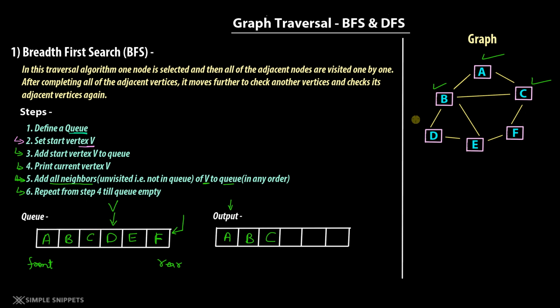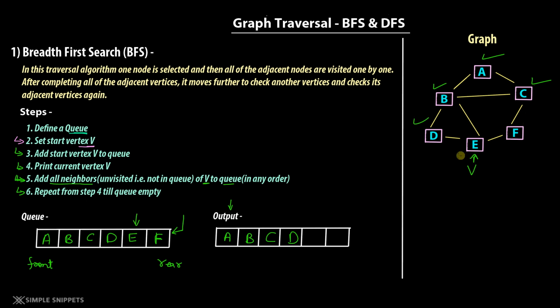Once we come at D, we are over here. What do we do? You print the current vertex, we'll print D. Then you will add the immediate neighbors. B and E are the immediate neighbors of D. They are already there in the queue and B is already printed. So you don't have to add anything else. The work is done. You can proceed forward because D is already printed as the output.